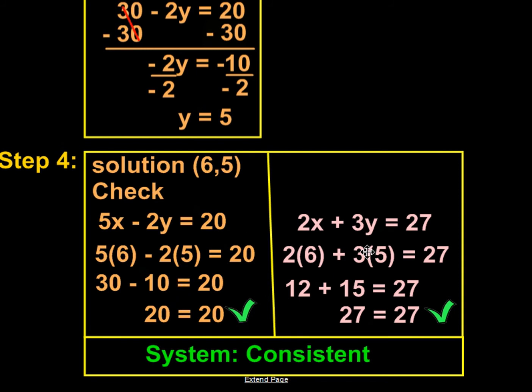Let's try it for the other equation. Substitute the 6 for the x, the 5 for the y. 2 times 6 is 12. 3 times 5 is 15, equals 27. 12 plus 15 equals 27, so 27 equals 27. That is also a check. And that tells me that my system is consistent.